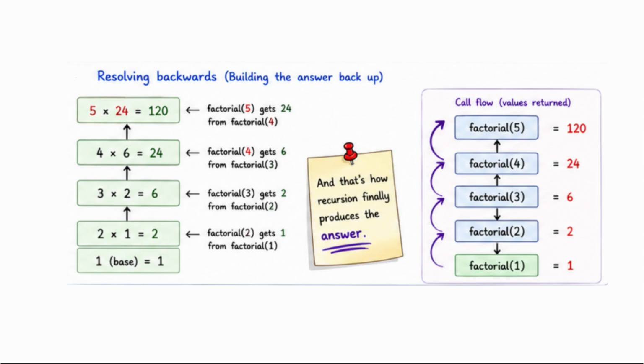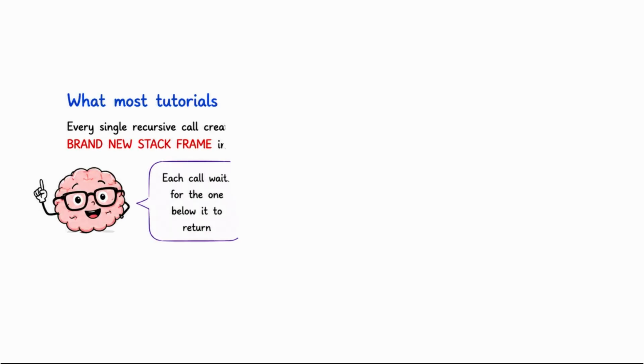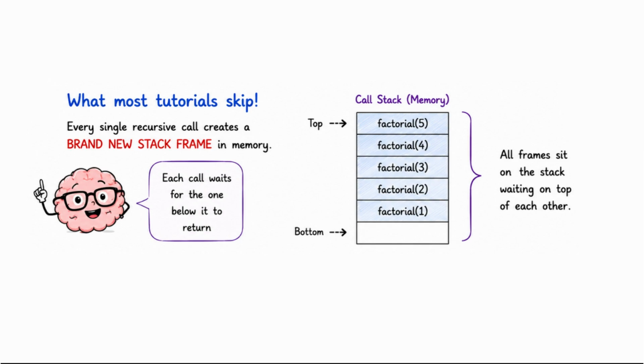Now, factorial 2 becomes 2 into 1, which is 2. Then factorial 3 becomes 3 into 2, which is 6. Factorial 4 becomes 24. And finally, factorial 5 is 120. And that's how recursion finally produces the answer. But now, here's the important part most tutorials completely skip.